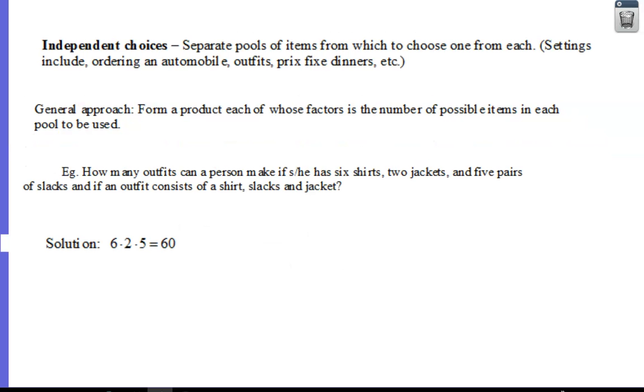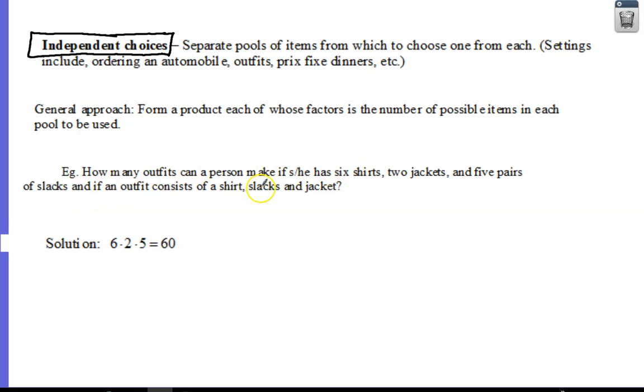Okay, so let's start with this. We have this idea of independent choices. Independent choices are just the pools of items that you can choose from. So these are the different things, like a shirt was an independent choice, pants was an independent choice. Basically, how many different items are you choosing from? Those are called independent choices.